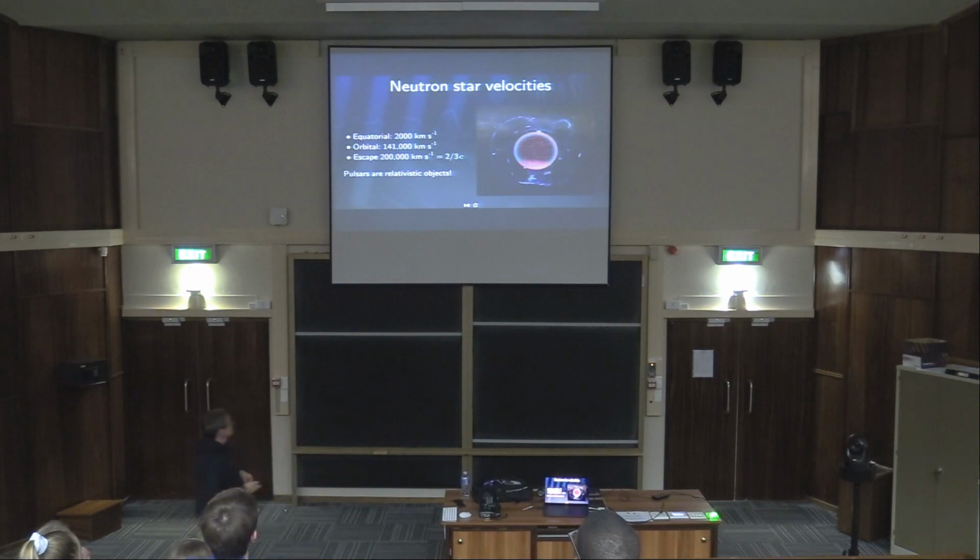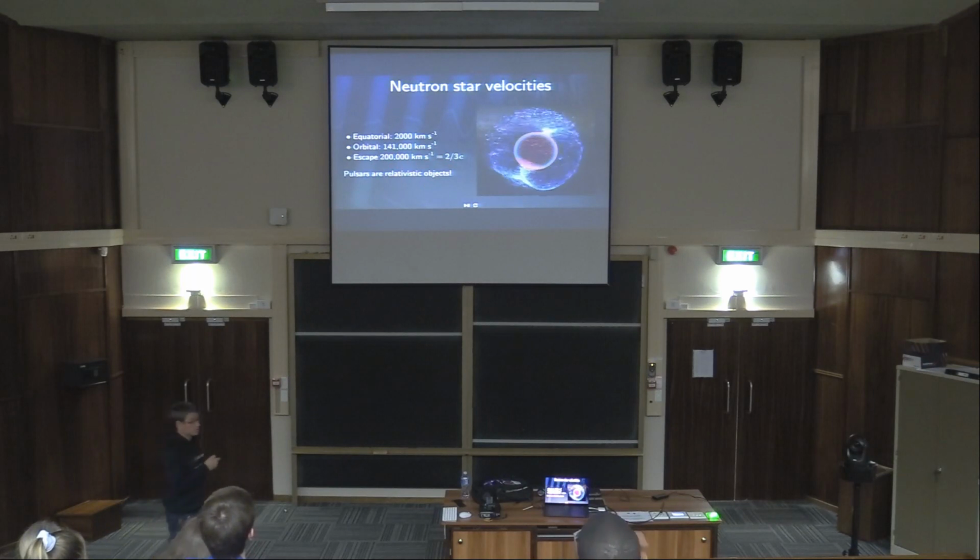So the velocities on neutron stars are very different from the velocities on Earth. They spin around about 2,000 kilometers every second. If you were in orbit around a neutron star, you would have to go about 141,000 kilometers per second. And to escape a neutron star, you have to go about 2/3 of the velocity of light. So they're very relativistic objects. Unfortunately, Einstein didn't live to see them being discovered.